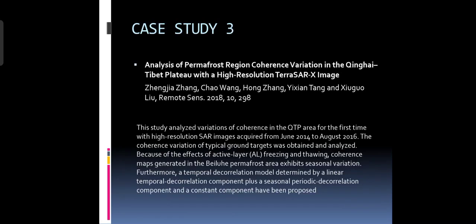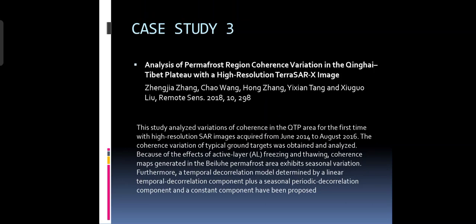This is case study 3: accuracy of permafrost region coherence variation in the Qinghai-Tibet Plateau with high resolution TerraSAR-X image, by Zhang Jinqing. The study analyzes variation of coherence of the QTP area for the first time with high resolution SAR images acquired from June 2014 to August 2016. The coherence variation of typical ground targets was obtained and analyzed because of the effects of active layer freezing and thawing.